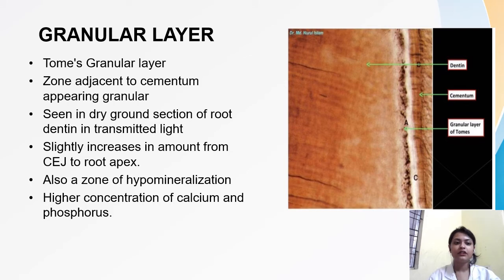Granular layer, or Tomes' granular layer, is the zone adjacent to the cementum appearing granular. It will appear granular, seen in a dry ground section of root dentin in transmitted light, and slightly increases in amount from the CEJ to the root apex, which is also a zone of hypomineralization. A higher concentration of calcium and phosphorus will be found in this layer.